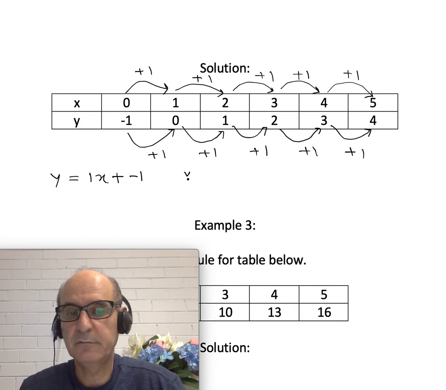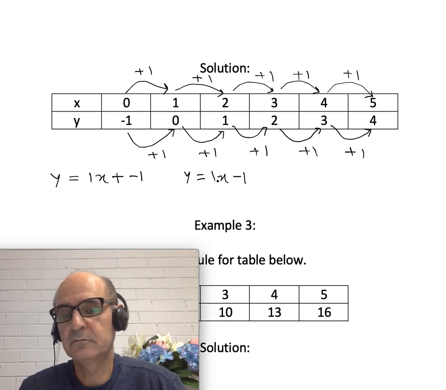So that becomes y equal to 1x plus -1. I can just drop plus, so -1. And you know that 1 times x is just x. So times it by 1 doesn't make any difference. So we can just drop this 1, and that becomes x minus 1. That is the rule for this table.